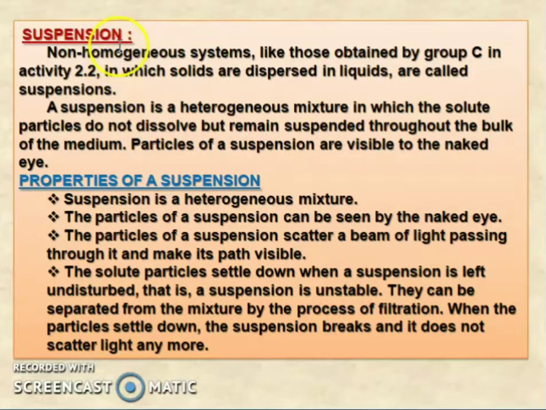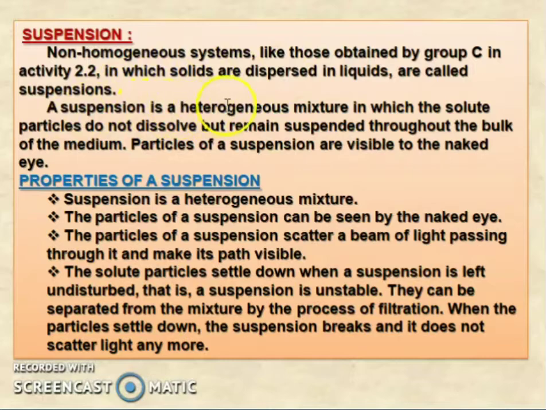Next, that is suspension solution. A suspension is a non-homogeneous system like those obtained by group C in activity 2.2. We have seen activity 2.2 in the first video. In group C, the solid is dispersed in the liquid, which is called a suspension.